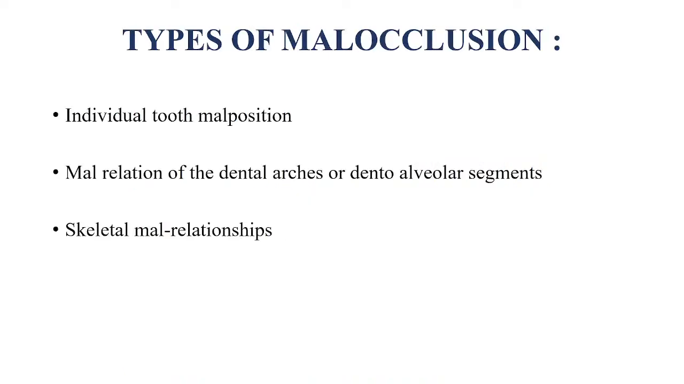So there are different types of malocclusion. It could be just one individual tooth. It could be malrelationship of the dental arches, or it could be skeletal malrelationships. Now, a tooth has certain surfaces. Are we aware of the surfaces of the teeth? How many surfaces will each tooth have?